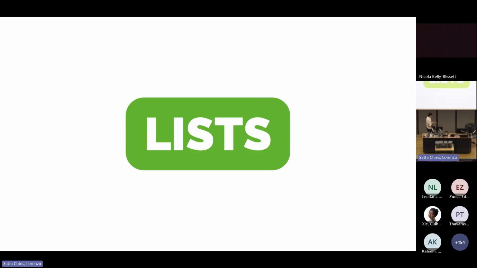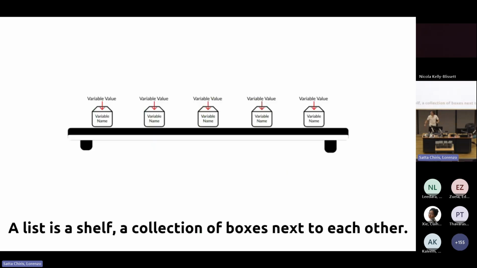So the basic data structure is the simplest way you can arrange boxes. It's a shelf, and it's called a list. So you simply have a shelf, and you have all the boxes next to each other. That's it. That's a list, and so that's several variables, next to each other, ordered. So 1, 2, 3, 4.